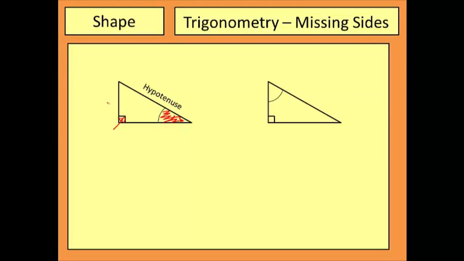This side, which is a short side, is directly opposite that angle. So we're going to call this side the opposite. And the one that is directly next to it, we're going to call the adjacent.